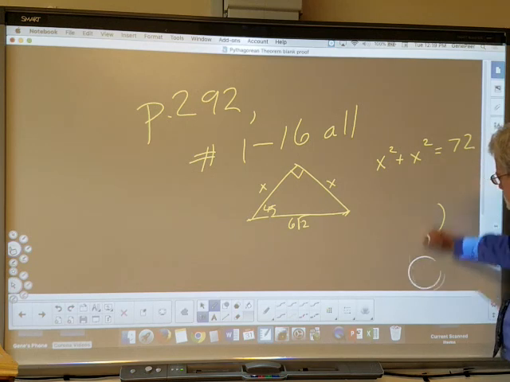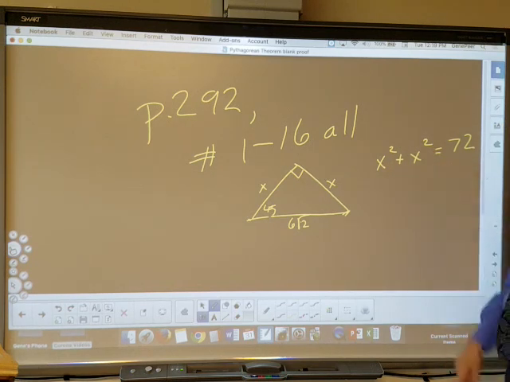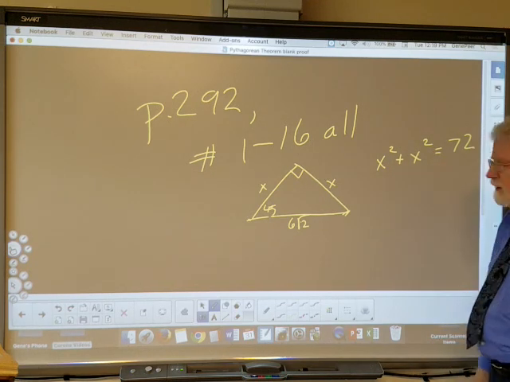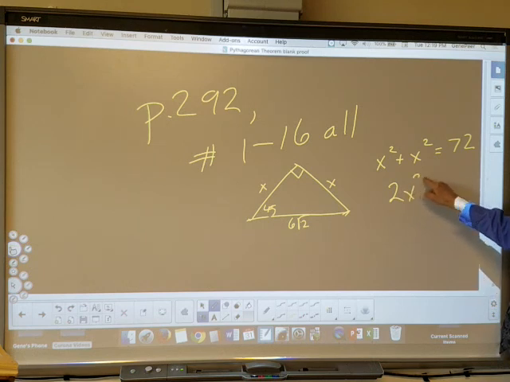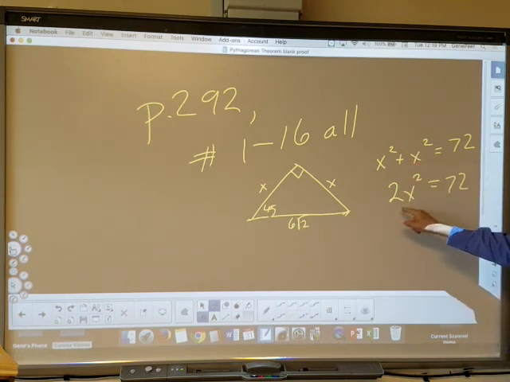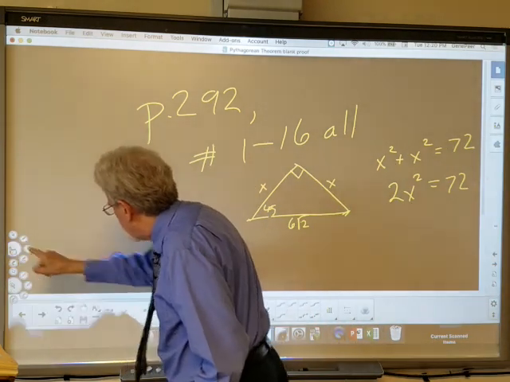And here, what's x squared plus x squared? How am I supposed to know? Oh, come on, think your basic algebra here. 1x squared plus another x squared is, oh, 2x squared. That's right, because we've got 2 of them. Now we're going to divide by 2. You're going to divide by 2.